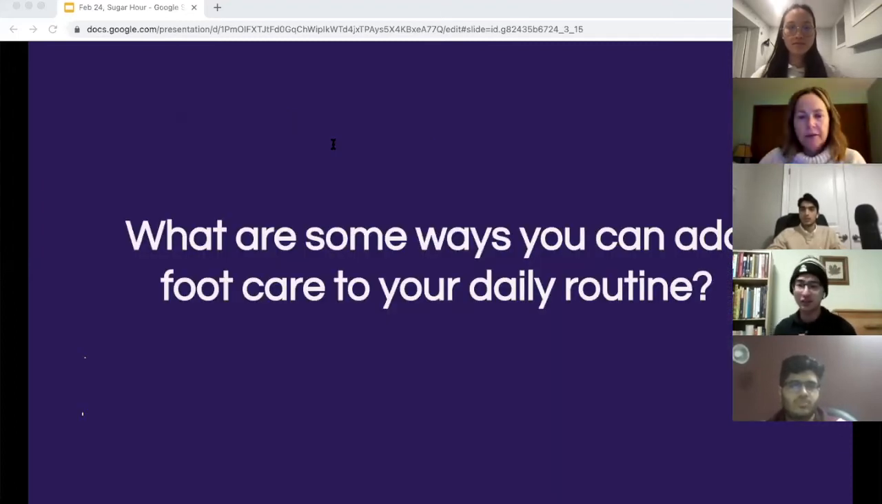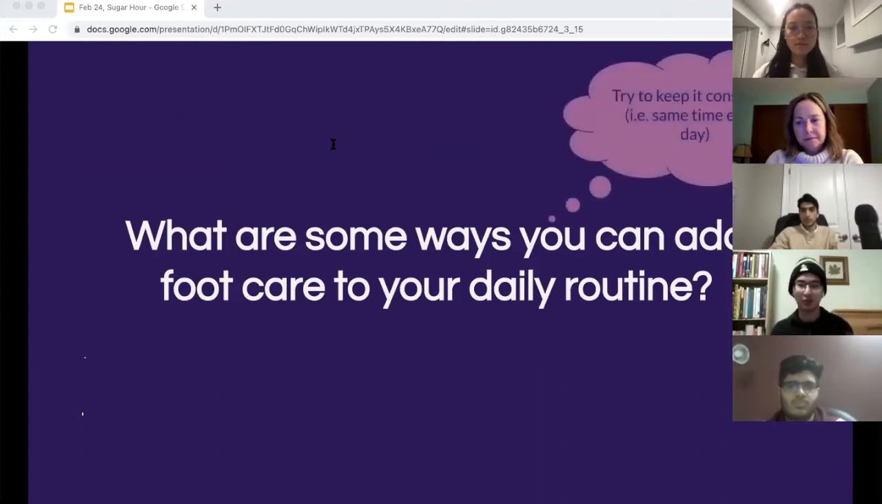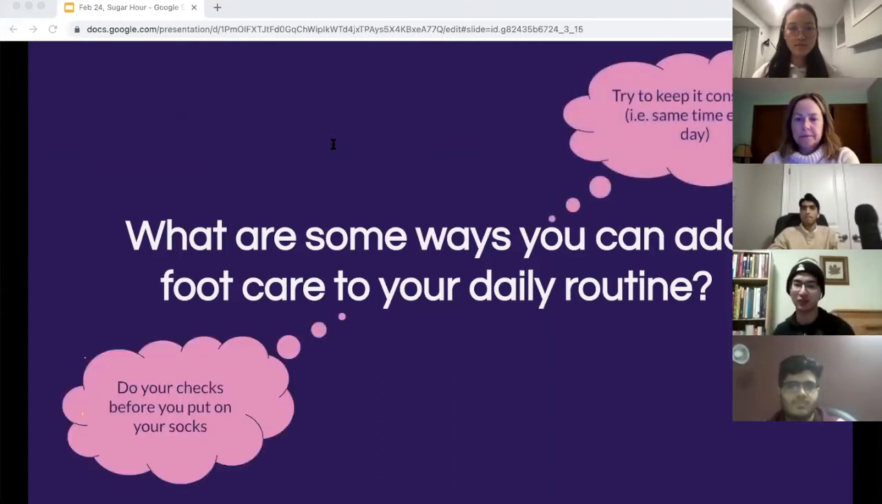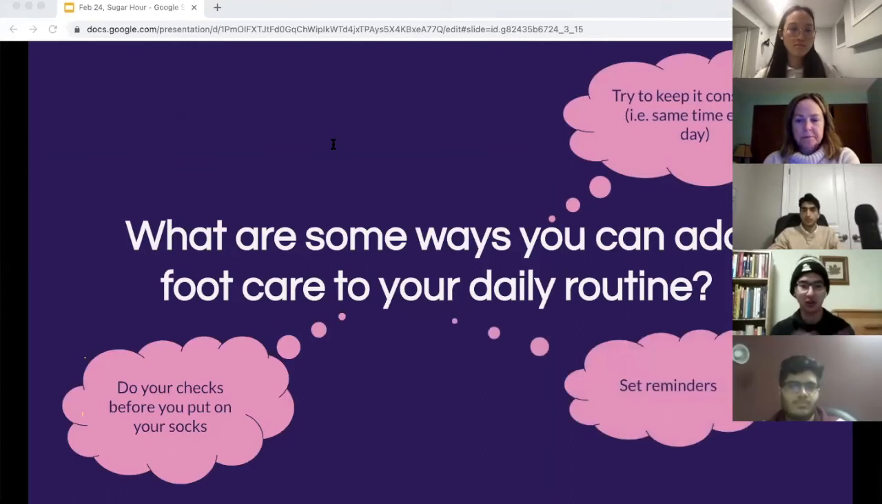Now, I just wanted to give you guys an opportunity to brainstorm some ways that we can add foot care to our daily routine. Some ideas that I have include trying to give yourself a consistent time and stick to it every day, because that's how our habits can form properly. Also, try to do checks when you're already checking your feet anyway. So for example, every morning before I put on socks, I'm looking at my feet.